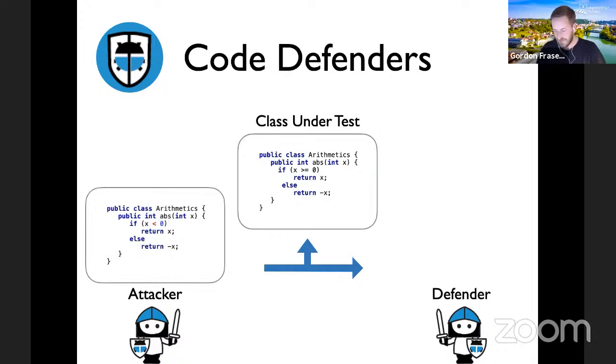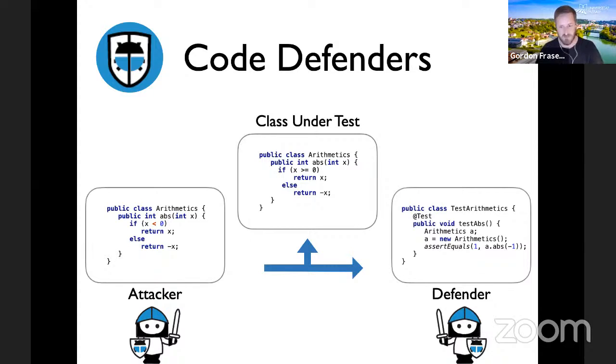And the faults should be as subtle as possible in order to identify holes in the test suite that is produced by the defenders. So the aim of defenders is to write test cases for the class under test. And we're using Java code, so the test cases are written in JUnit style.